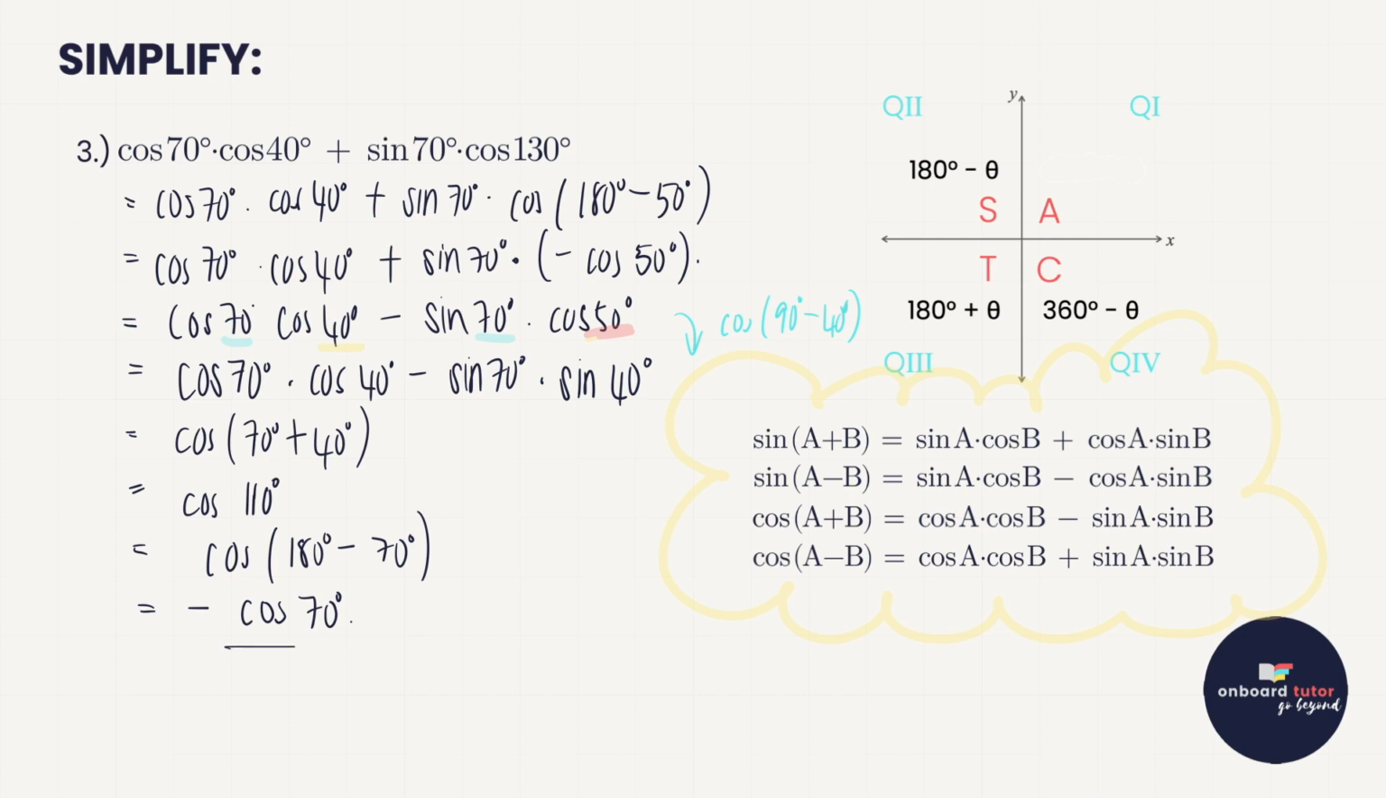And there we have simplified from something that was quite complex using our cofunctions and our compound angles all the way down to minus cos of 70 degrees.